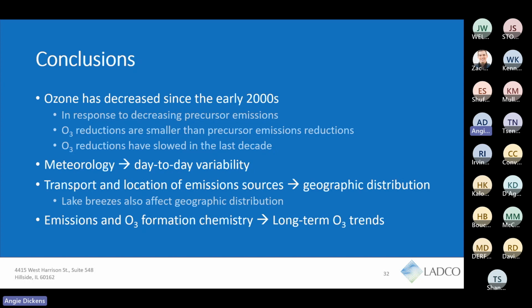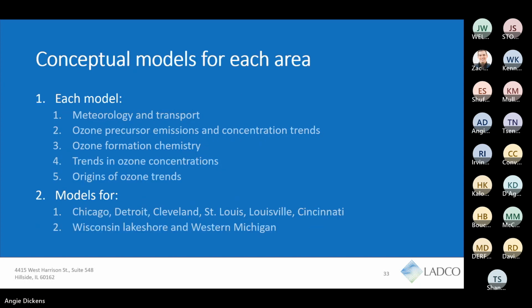Again, none of this is probably a surprise to anyone here who's been paying attention to ozone, but this is just an attempt to package this up into a usable format that you all can take and stick in your SIPs. And as I mentioned before, we have conceptual models that pull all this information together for each individual area. We have them for each of the urban areas and for Wisconsin Lakeshore and Western Michigan. So that's what I have now, and I would love to take any questions.